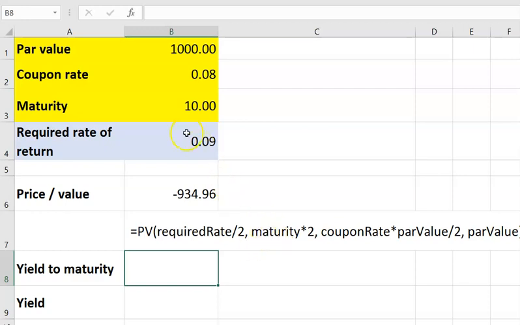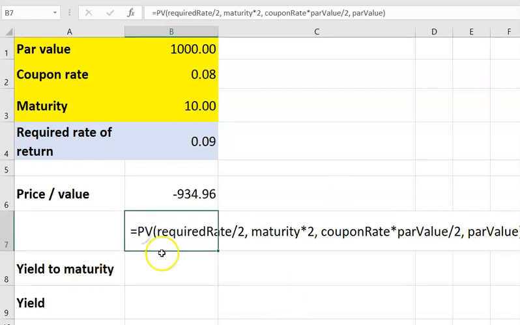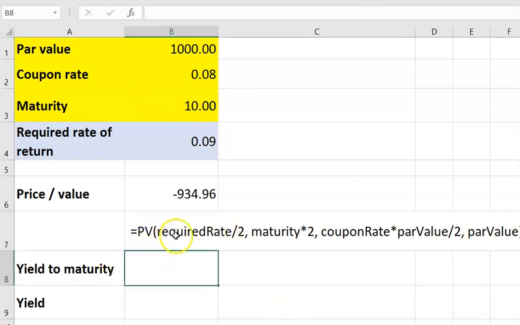My maturity is 100 times 2 because I am dealing with 6-month periods. So I have twice as many periods as years. My payments are my coupon rate times the par value, but I get half of those each time. I get paid twice a year, so I divide by 2. And in the future, I get my par value. This is probably the trickiest thing for people to understand in this equation.